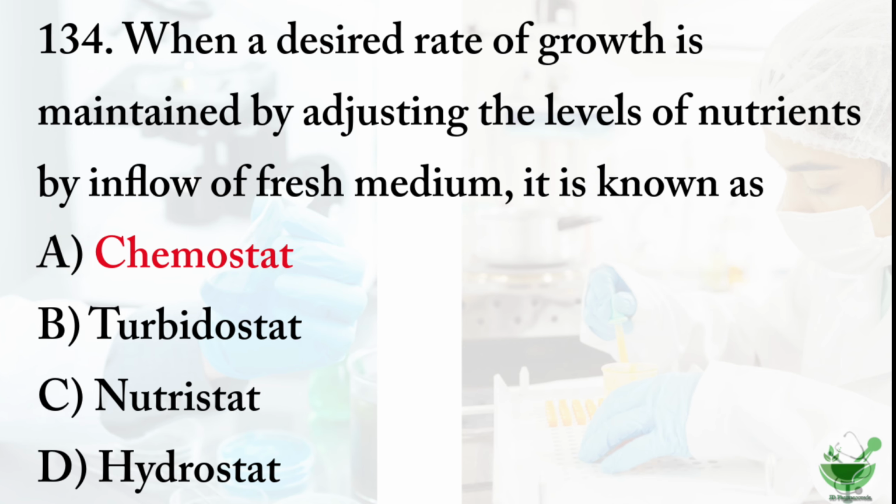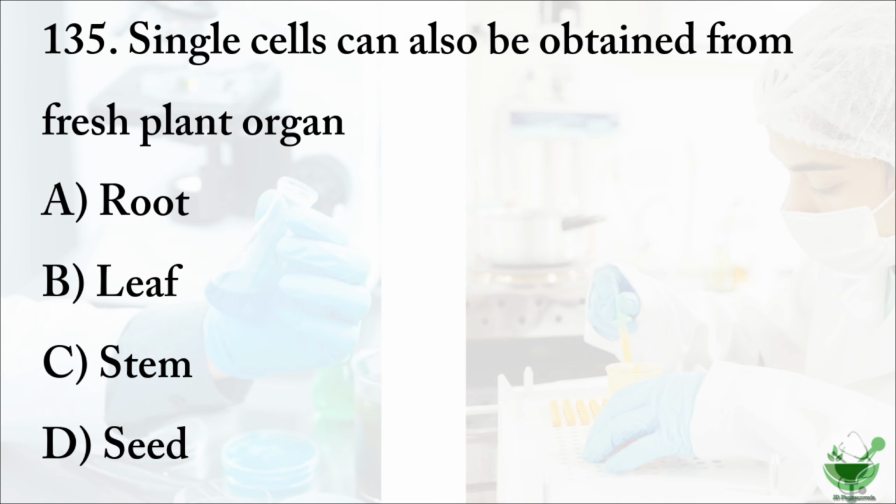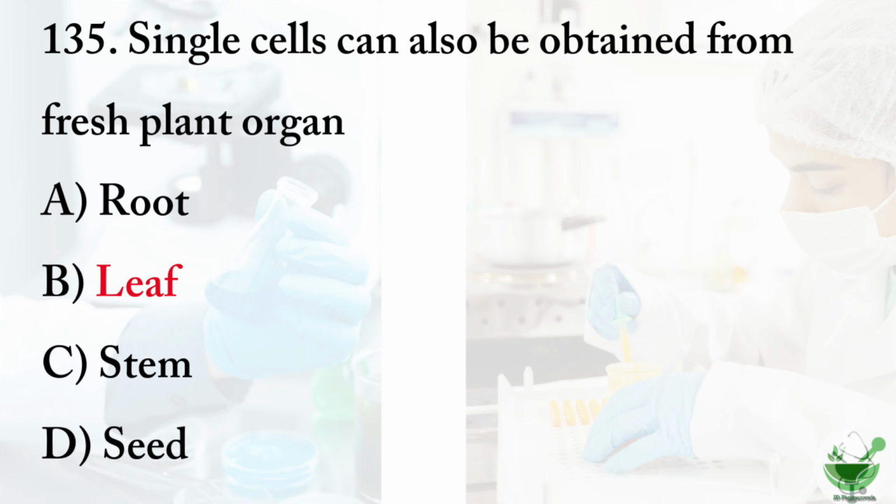Then question number 135. Single cells can also be obtained from fresh plant organ. So from which organ? Option A, root, option B, leaf, option C, stem, option D, seed. So the correct option is option B, leaf.